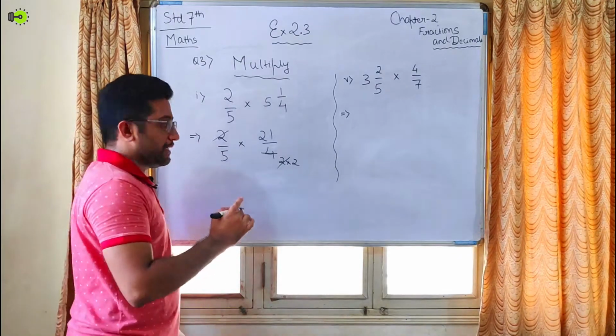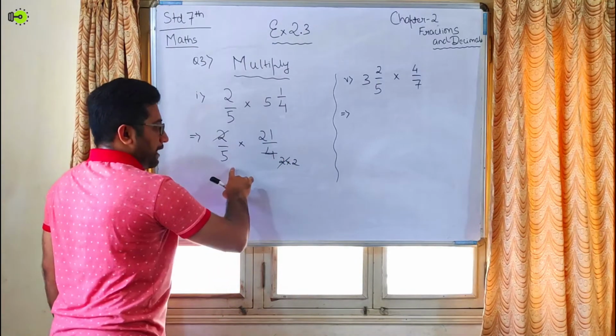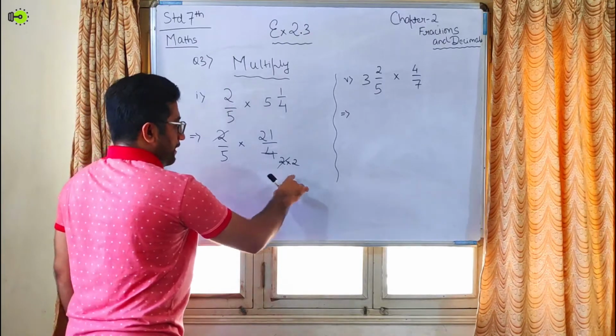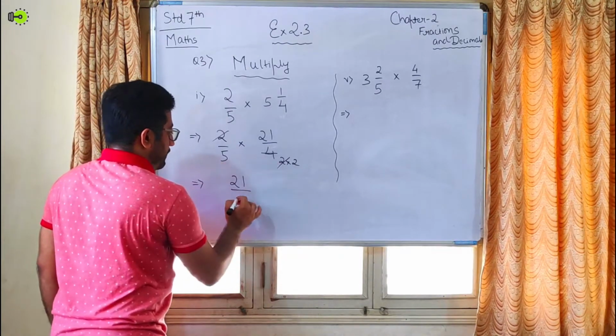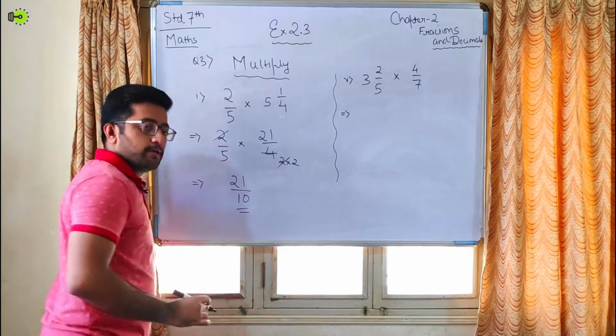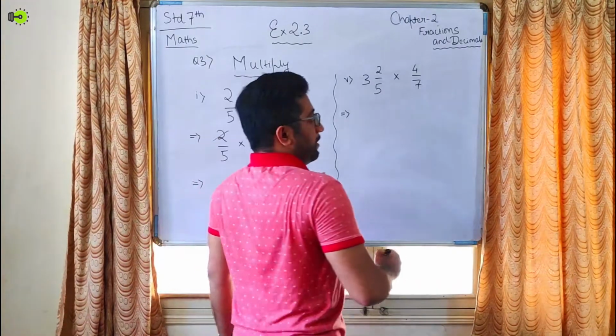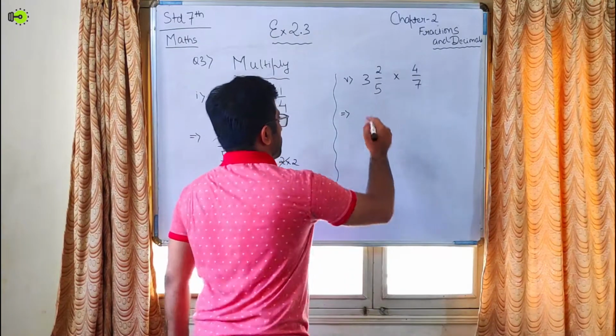Now what you will get is, here there is 21, and on the denominator side of the sum 5 and 2. So you just need to multiply, 5 2s are 10. Okay, this is your answer. Similarly, let us try the fifth one.